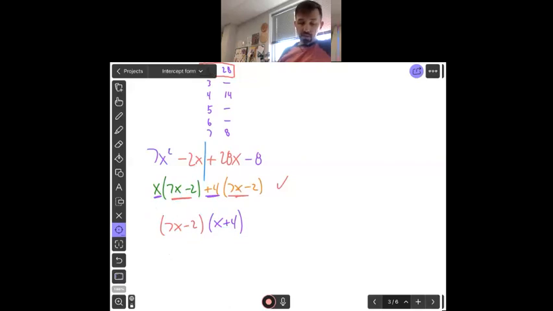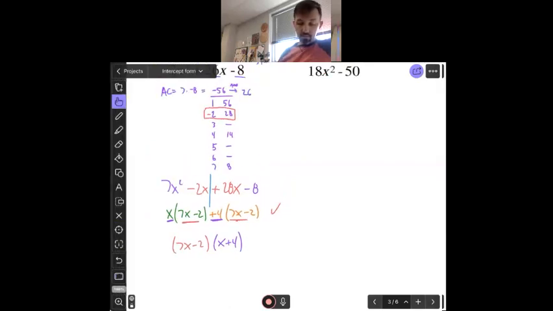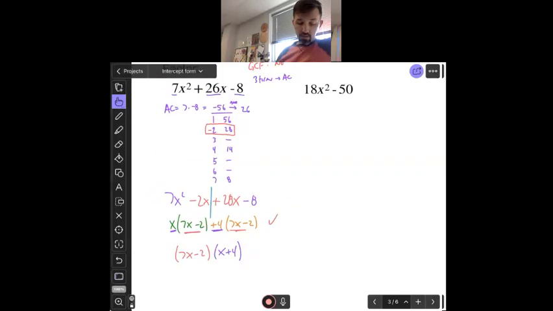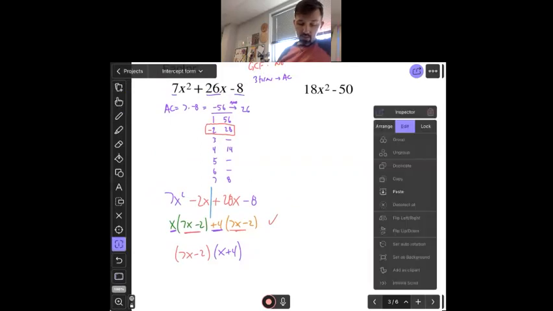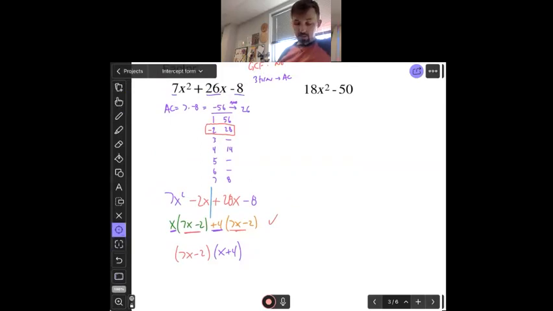I can quickly check to see if my answer makes any sense at all. I don't have to check the whole thing. Again, doesn't mean I'm right, but at least see if I make any sense. 7x times x is 7x squared. Negative 2 times 4 is negative 8. There's a good chance that this will happen. What could be wrong here is if I put plus 2 and then minus 4, that would also give me negative 8. But then the middle wouldn't work out. So you can still get it wrong, but at least we see that it does make some sense.